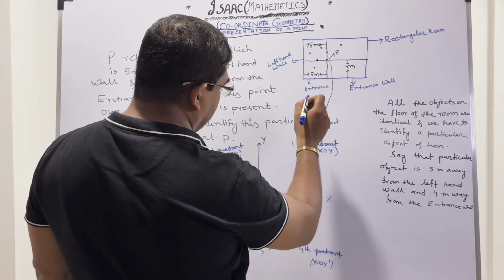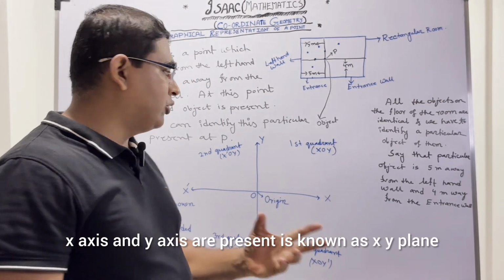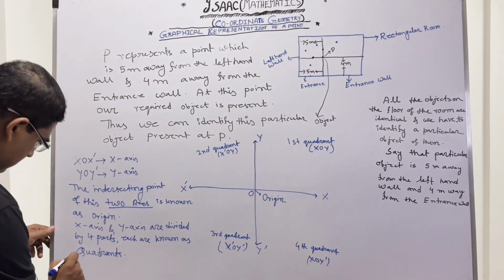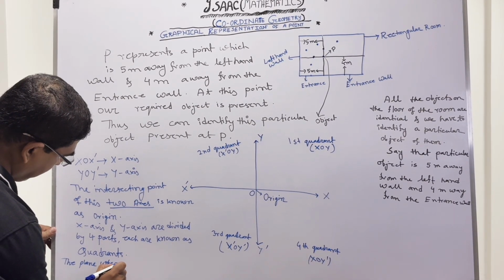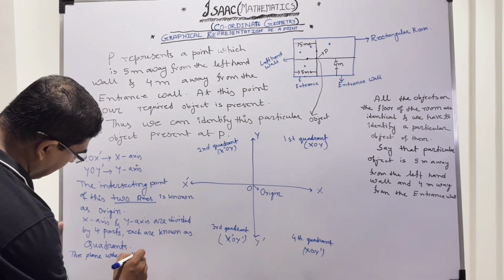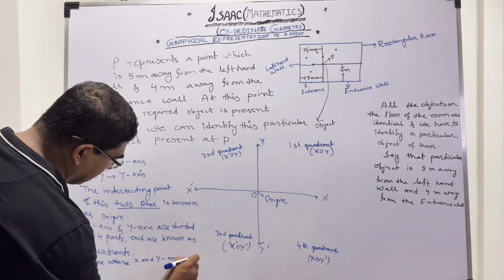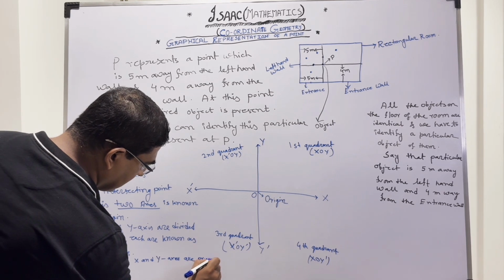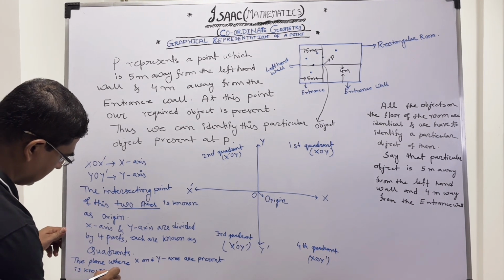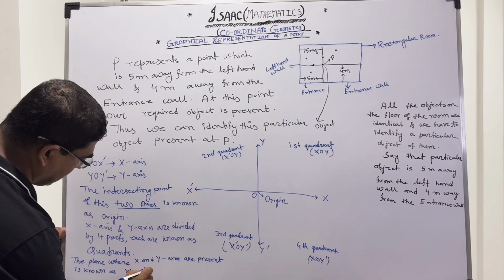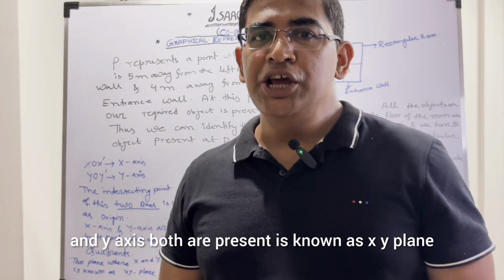Now, the plane where these two axes, that means x axis and y axis, are present is known as xy plane. The plane where x and y axis are present is known as xy plane. Okay, so the plane where x axis and y axis both are present is known as xy plane.